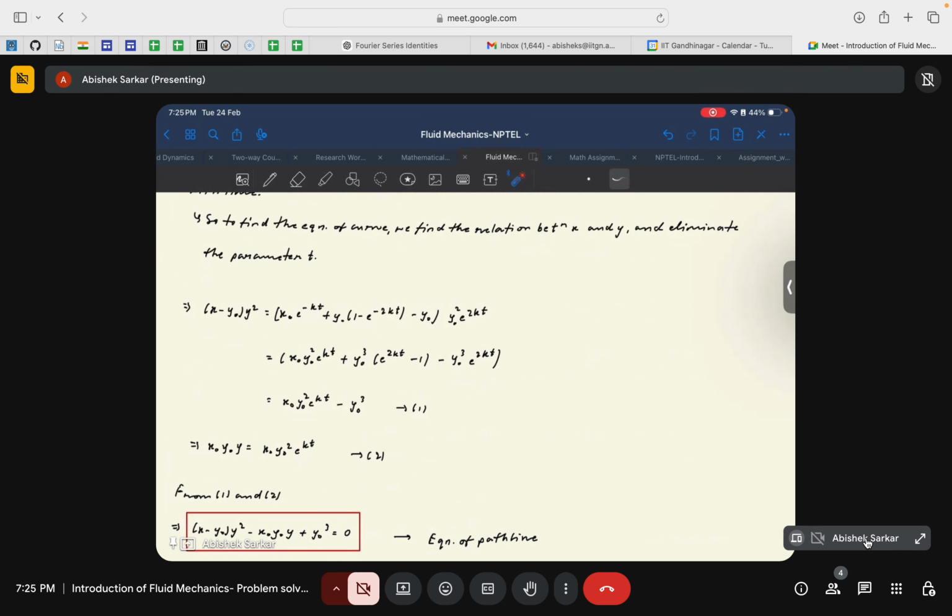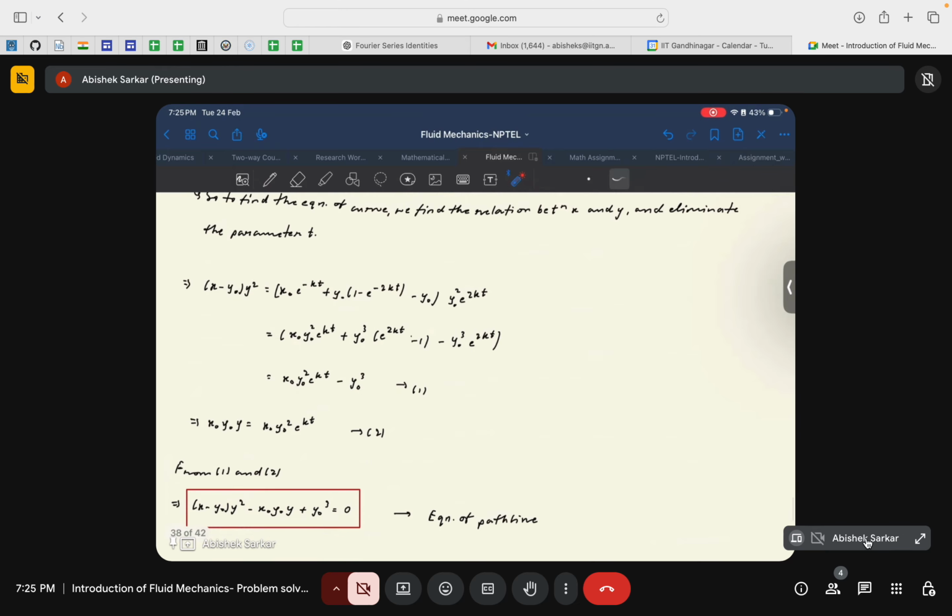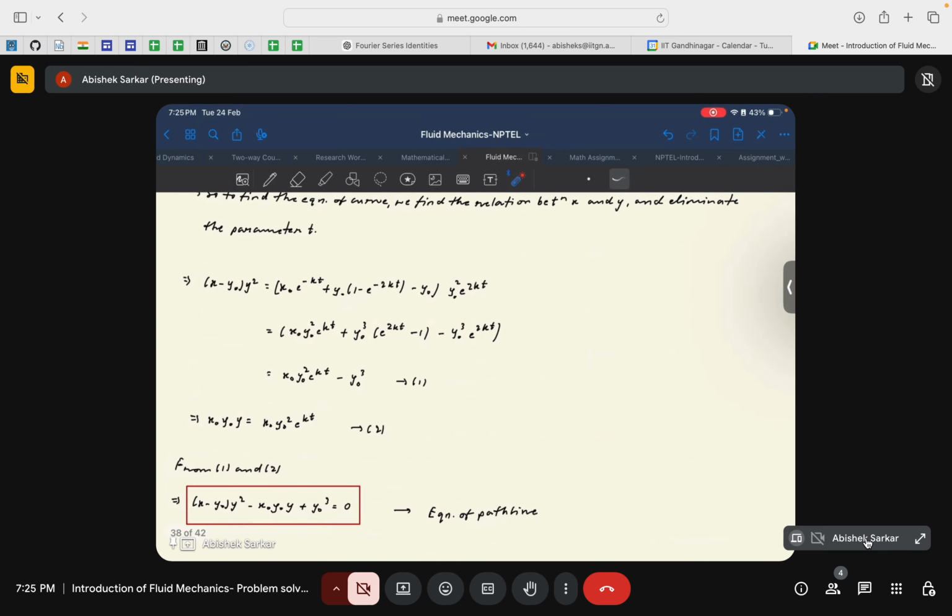So it is (x minus y naught) times y squared. So we have x is x naught e to the power kt plus y naught times (1 minus e to the minus 2kt), minus y naught times y squared, where y squared is y naught squared e to the power 2kt. If you simplify it, you can see the calculations, and if there's any mistake, you will let me know. You will get x naught y naught squared e to the power kt minus y naught cubed.